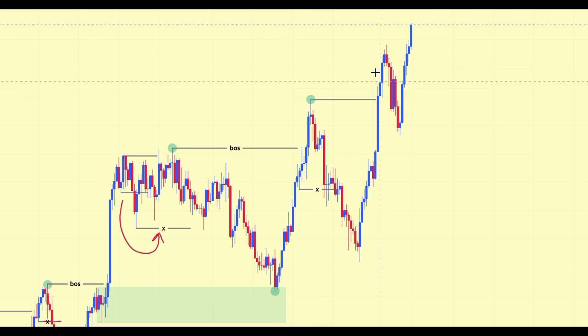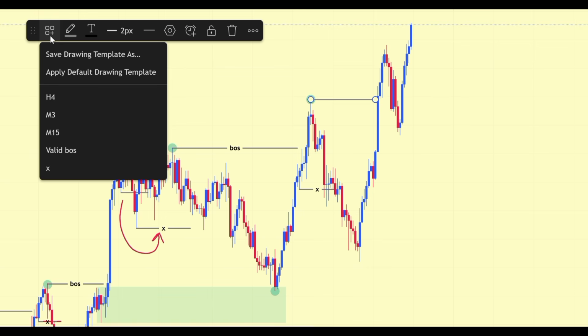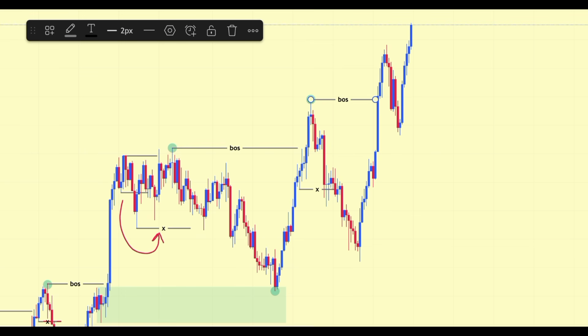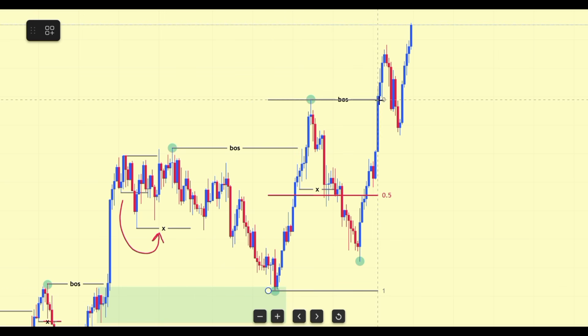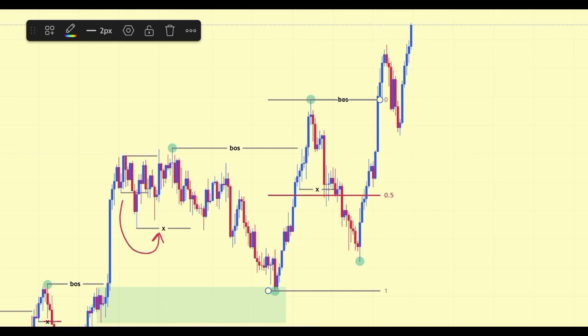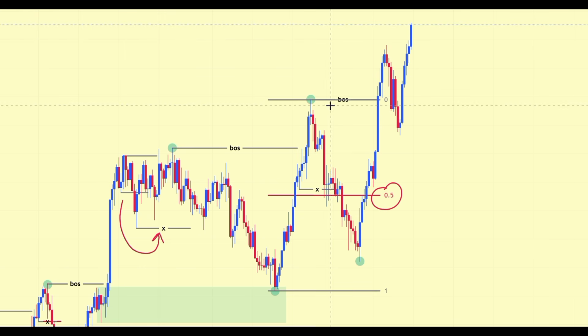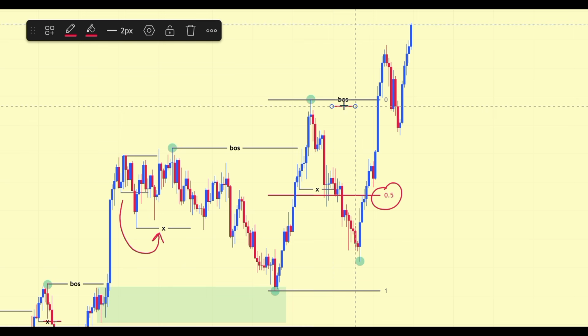So exactly right here, this one here is a valid break of structure, and we can clearly see that this here is the lowest swing point achieved by that retracement. So this one here is the swing point low, and we can clearly see even by the use of the eyes that this retracement was very deep. We can clearly see it was past the 50% of our trading range. So this means that this one here is a very strong break of structure.